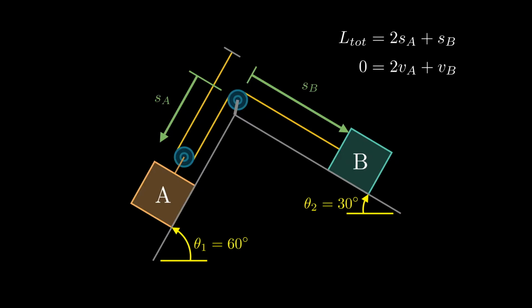Note that since we're measuring SA and SB as the length from the middle pulley, this relationship assumes that a positive velocity is one where the block is moving down the ramp, since that would increase the length S. You might be wondering about this little section of string, and why I didn't include it in the measurement. I didn't include it because it's simply a constant length, so it disappears when we take the derivative anyway.